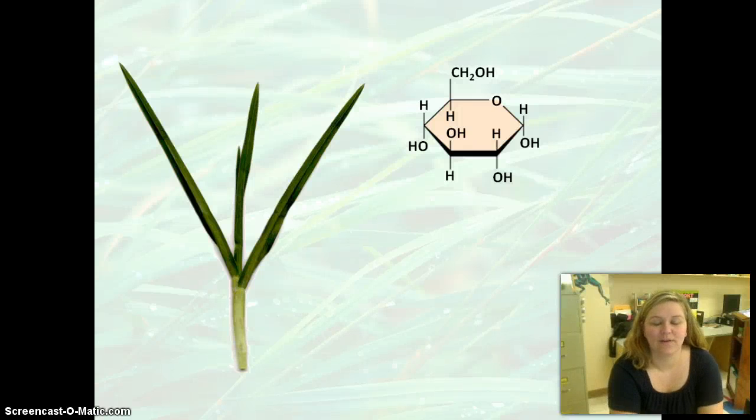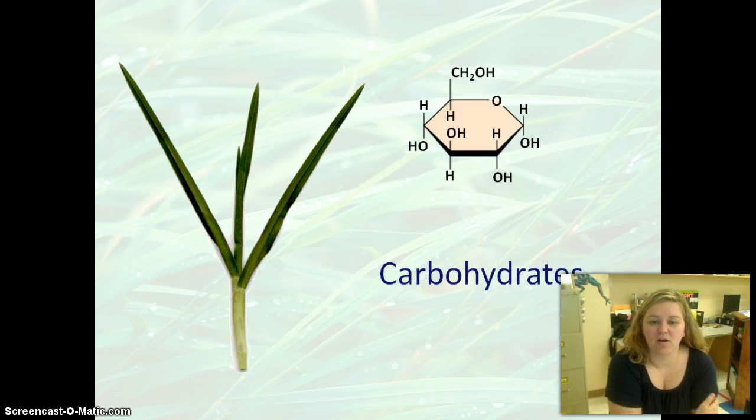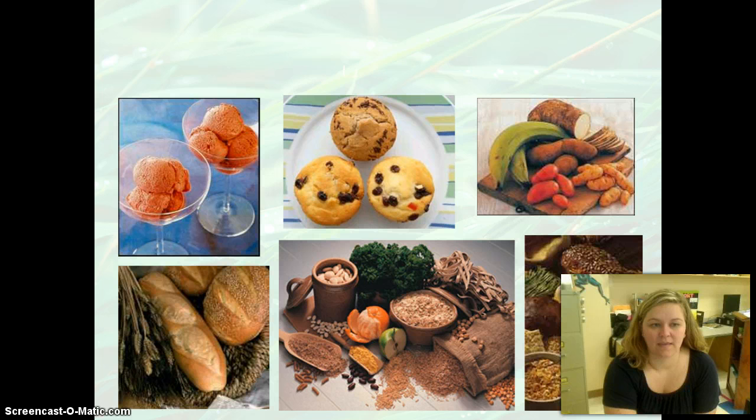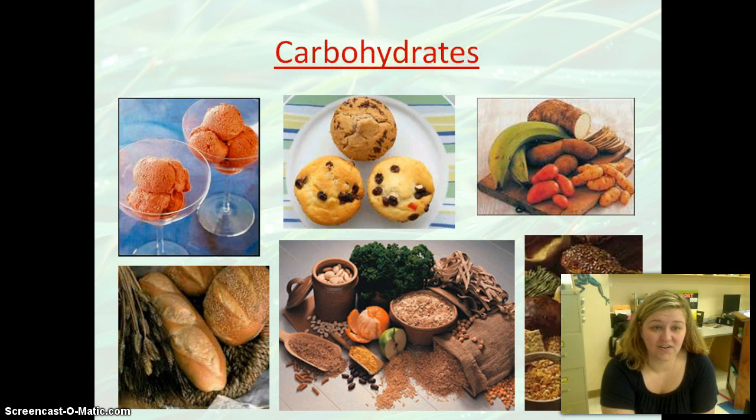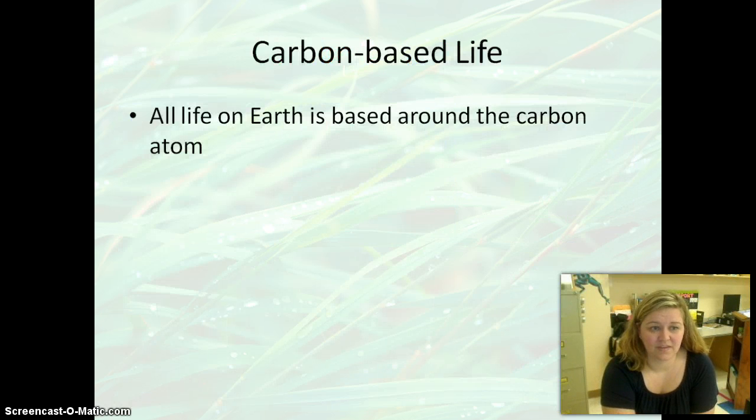Hey guys, today we're going to start talking about our next unit, which is energy and metabolism. So we're going to start out by talking about carbohydrates. All the things that you see here are yummy carbs. They're the things that your mom might have given up whenever she tried to do the Atkins diet or a paleo diet. All these, like I said, are yummy carbs.